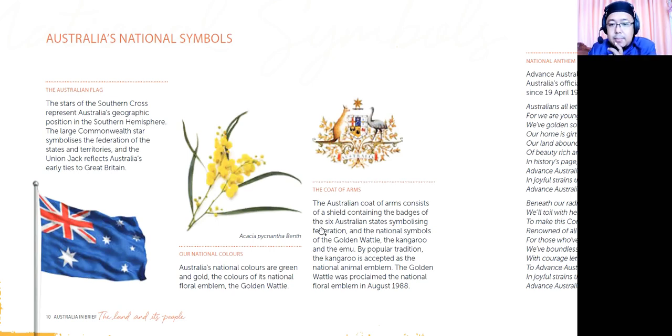The coat of arms. The Australian coat of arms consists of a shield containing the badges of the 6 Australian states, symbolizing federation, and the national symbols of the golden wattle, the kangaroo, and the emu. By popular tradition, the kangaroo is accepted as the national animal emblem. The golden wattle was proclaimed the national floral emblem in August 1988.